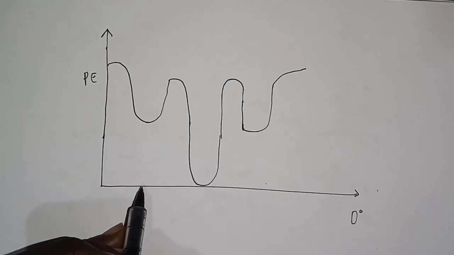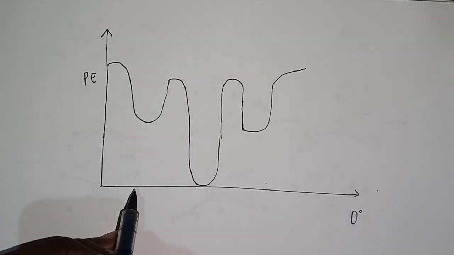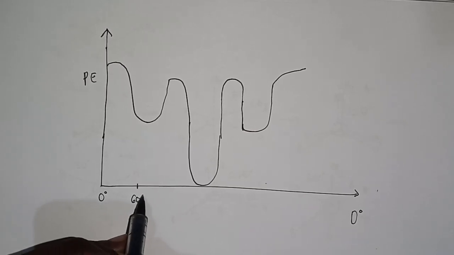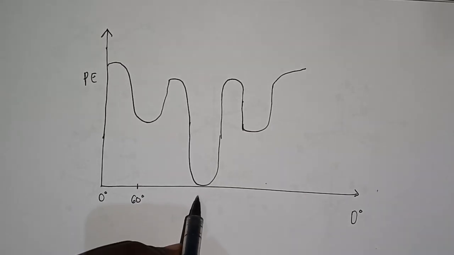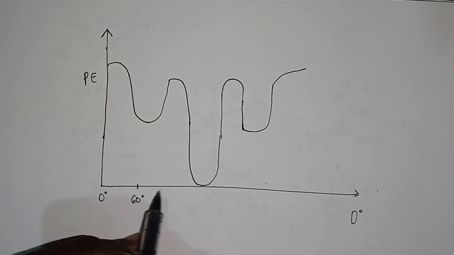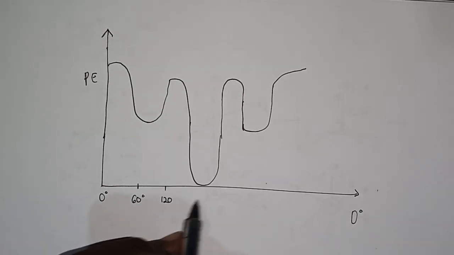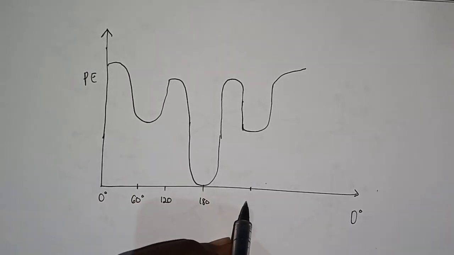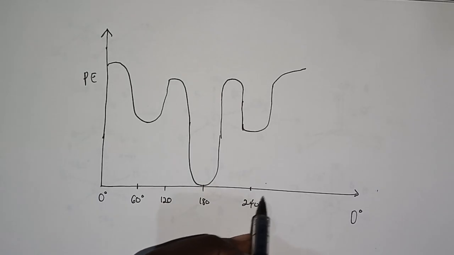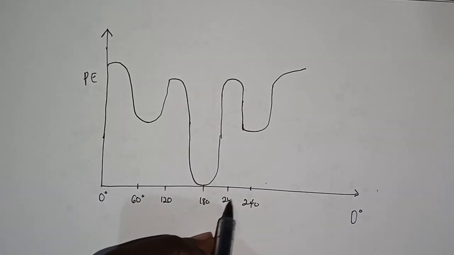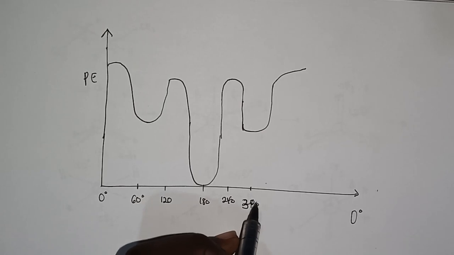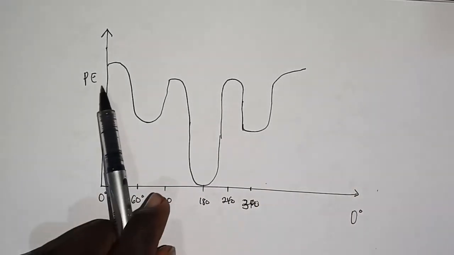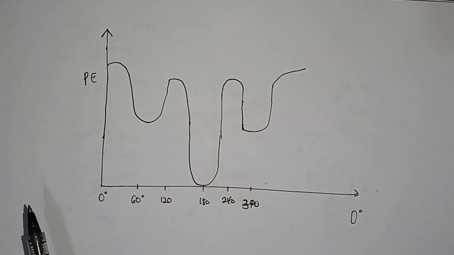So let's sketch the energy profile diagram for the conformers. We have 0 degrees here, 60 degrees, 120 degrees, and 180 degrees. Then here's 240 degrees, and then a 300 degrees here. Then we are back to 0 degrees, or 360. 360 degrees and 0 degrees are the same.